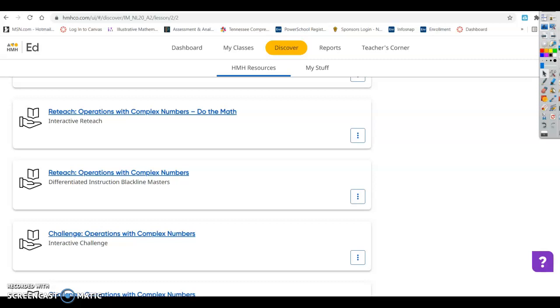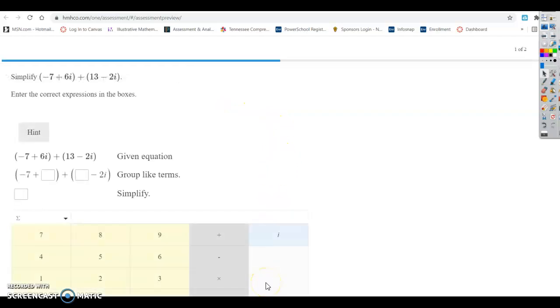Hey guys, we're still on lesson 2.2 and now we're going to look at do the math. So if you want to find this lesson, 2.2, operations with complex numbers. Alright, so again we're going to look at complex numbers.